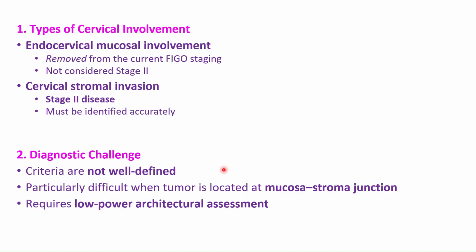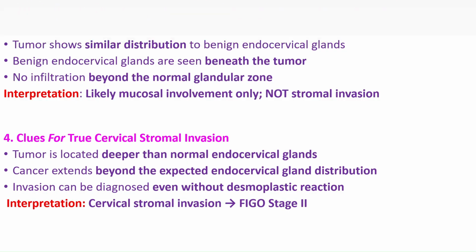Now, cervical involvement. There are two types of involvement: endocervical mucosal involvement and cervical stromal invasion. Endocervical mucosal involvement is not considered in FIGO staging, but cervical stromal invasion must be identified accurately because it indicates stage 2 disease. Now what is the diagnostic challenge? The criteria are not well defined, and it is particularly difficult when the tumor is located at the mucosa-stromal junction, and low power architectural assessment is required.